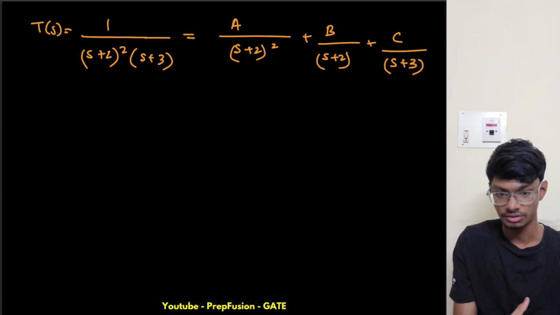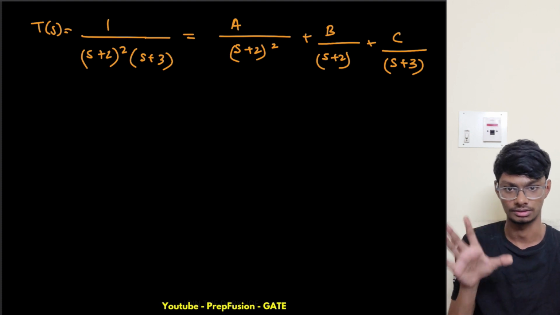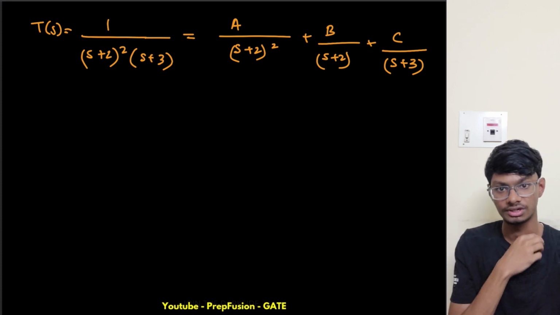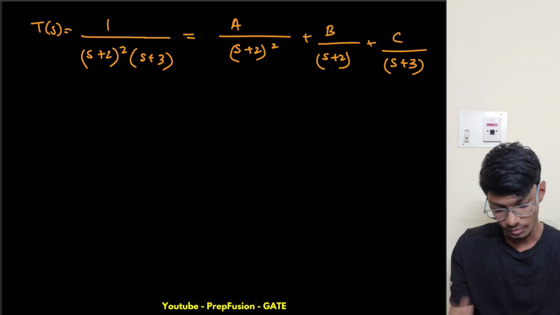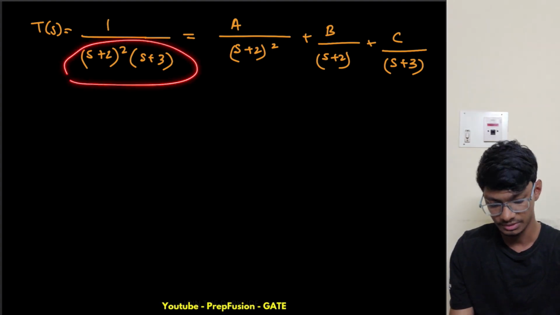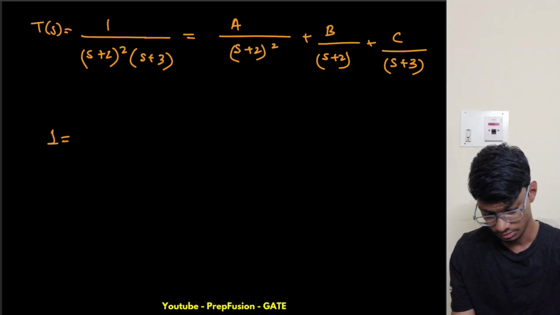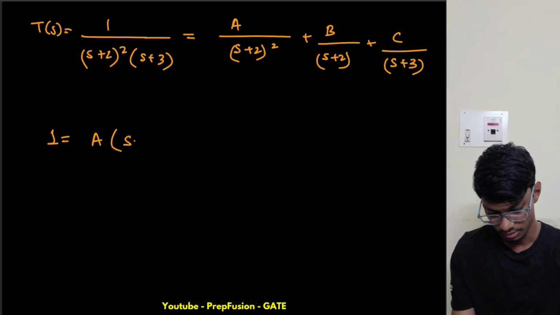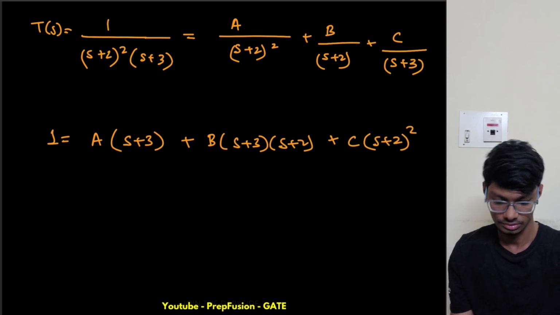I will do the shortcut here, and then next step I will tell you the formal manner, how to do it in the longer, conventional method. So shortcut, if you don't understand, that's fine. What I will do is cross multiply this, s plus 2 into s plus 3 on both ends. So what I will get here, this is 1, so this is a into s plus 3 plus b into s plus 3 into s plus 2 plus c into s plus 2 whole square, right?